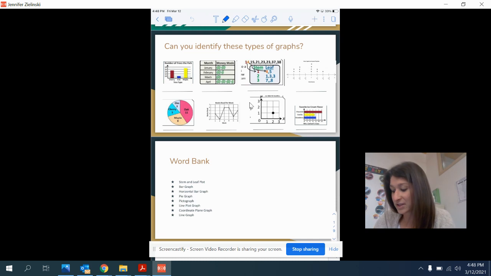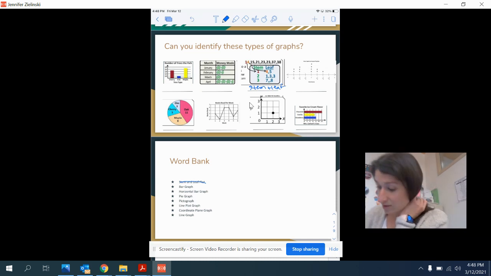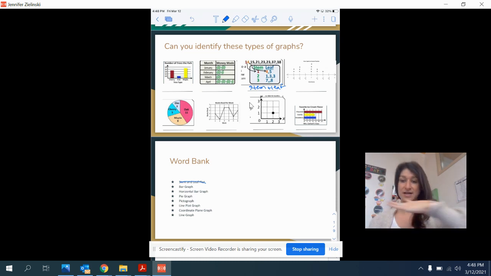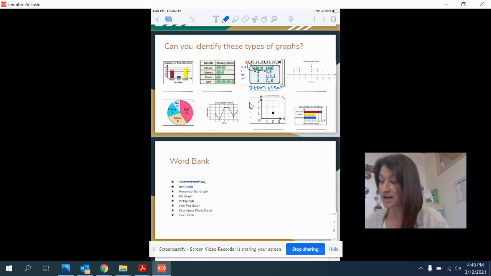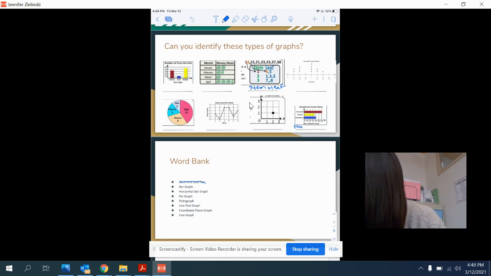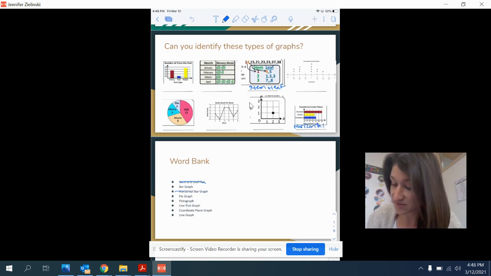Right away, I see stem and leaf. This one I'm not as familiar with. You may not be as familiar with this one, but we can assume that this is the stem and leaf plot. Next, I want to think about a bar graph, but I'm noticing that I have two bars here. I also notice I have a horizontal bar graph. Well, because horizontal goes this way from side to side, this must be my horizontal bar graph. And then this one must just be my regular bar graph.